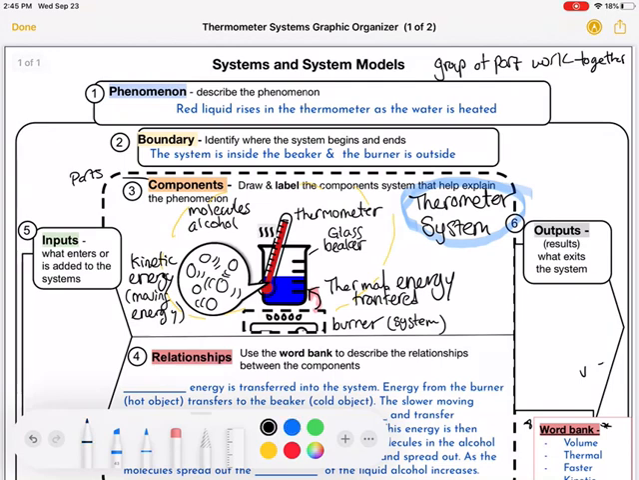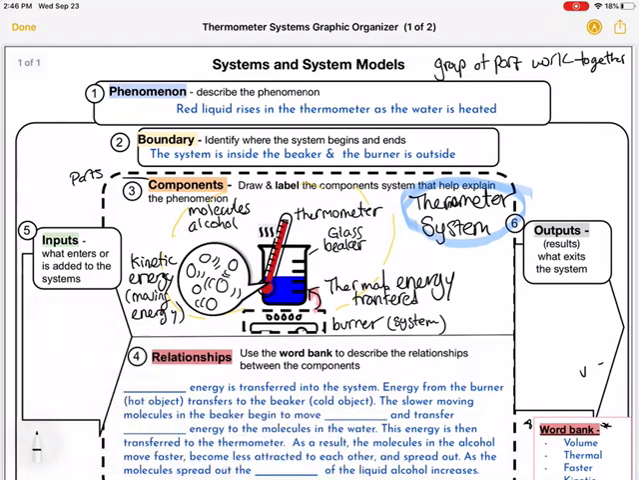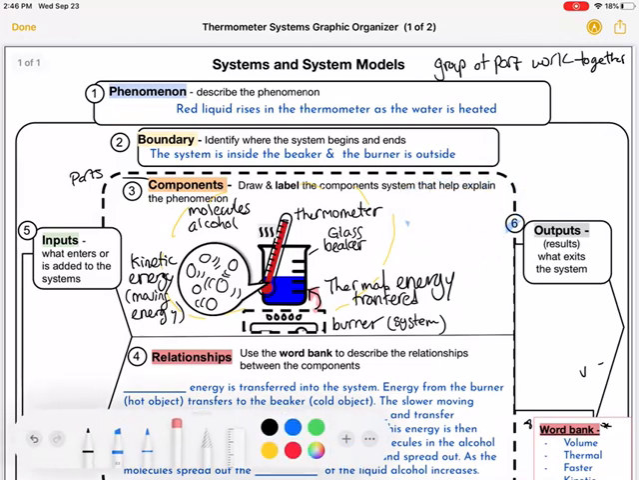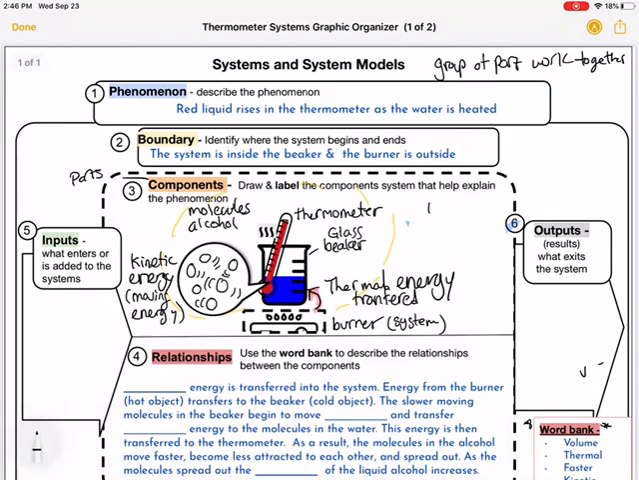Now we've got our parts, and let's think about what's being added to this system. If we look at the burner being a different system, and the thermometer being its own system, I knew I wasn't spelling that right. Then we need to get in what's being added to the system. Let me fix that. Thermometer system.